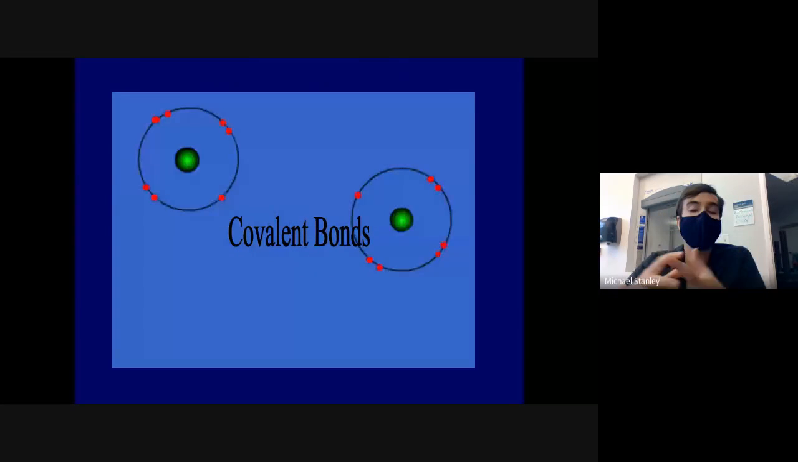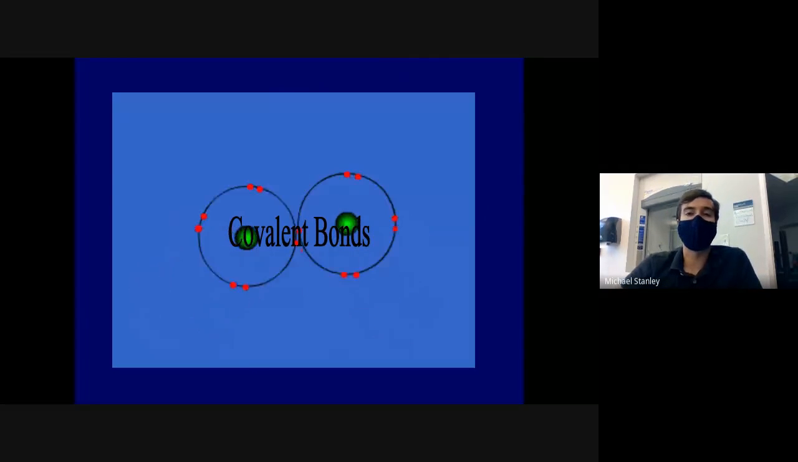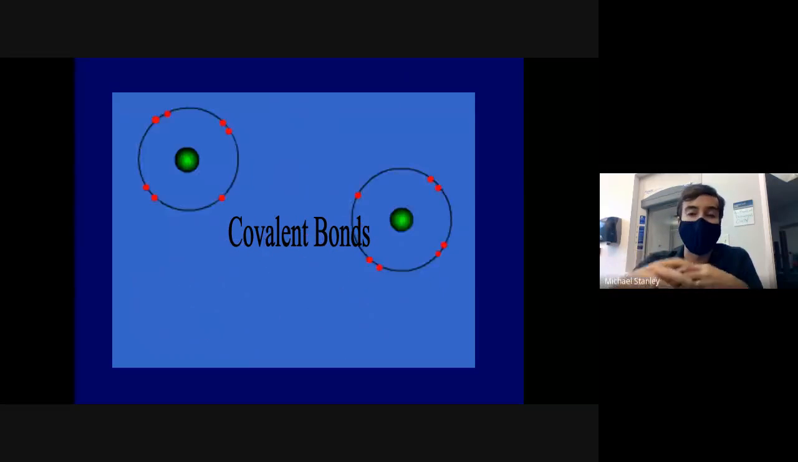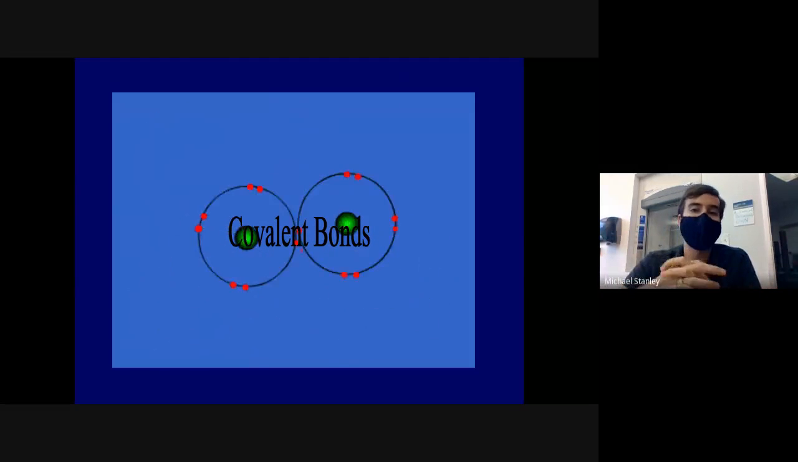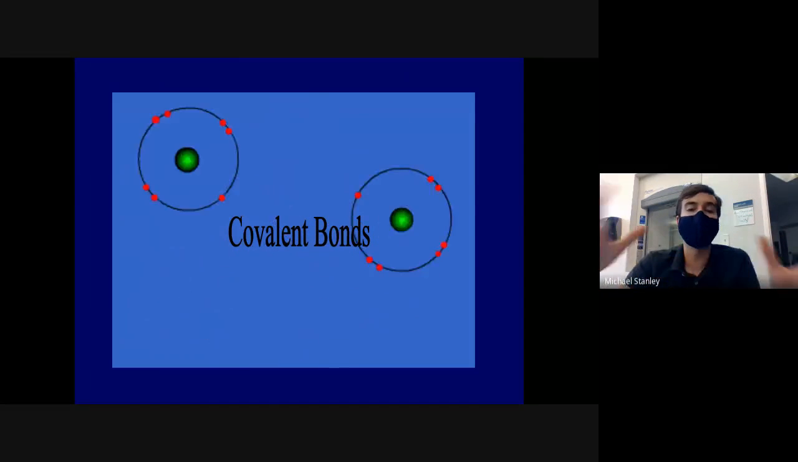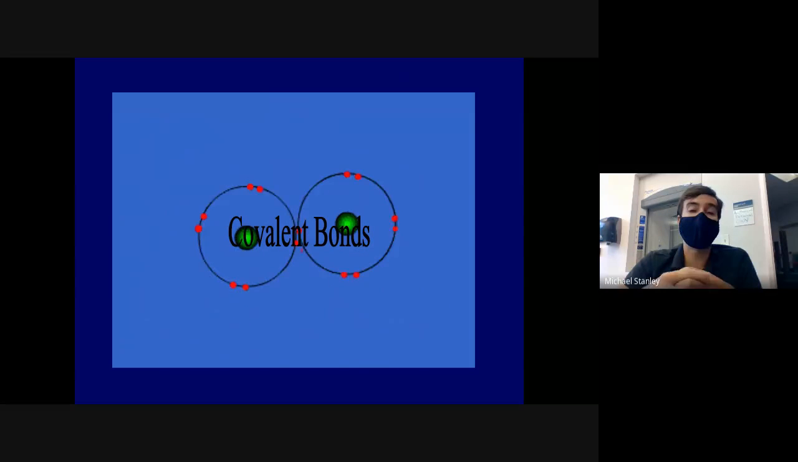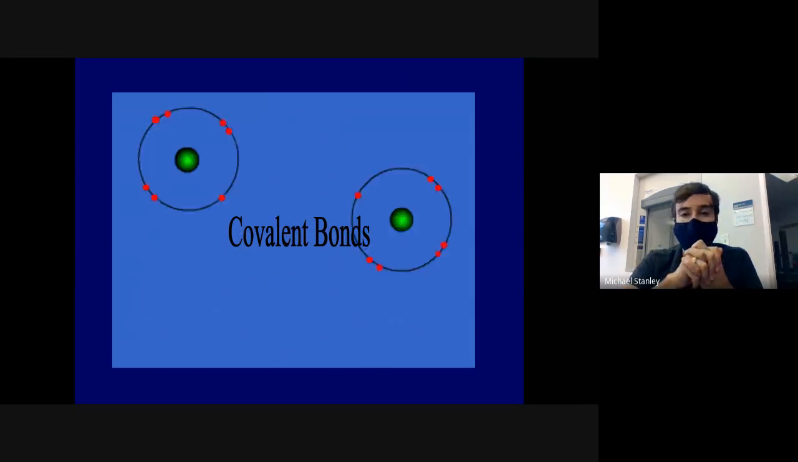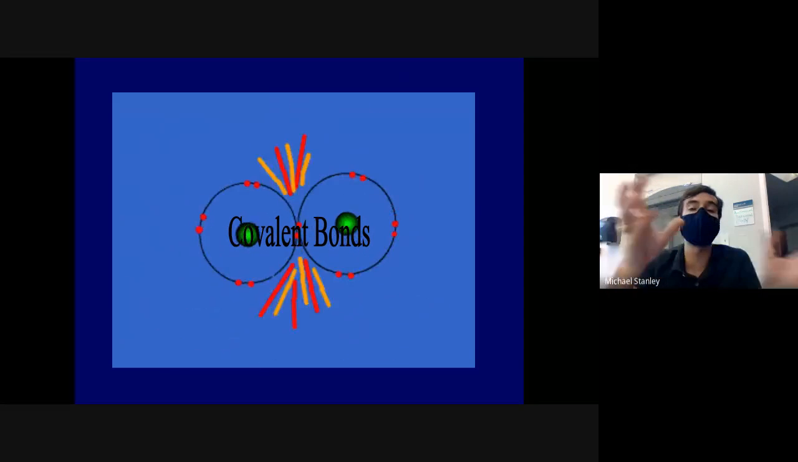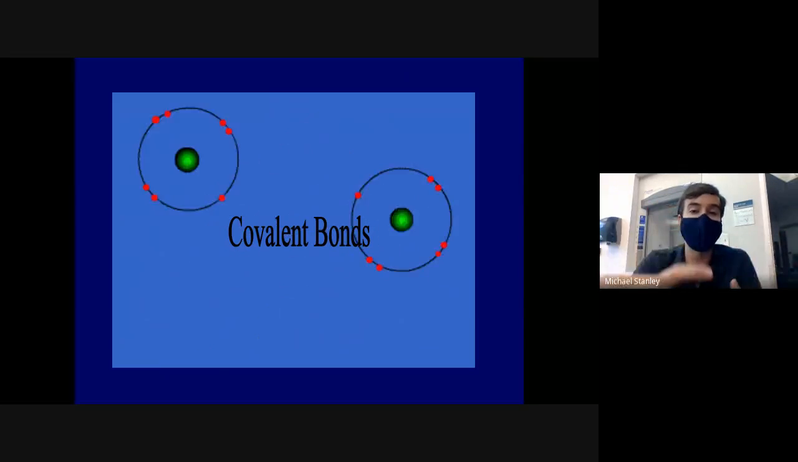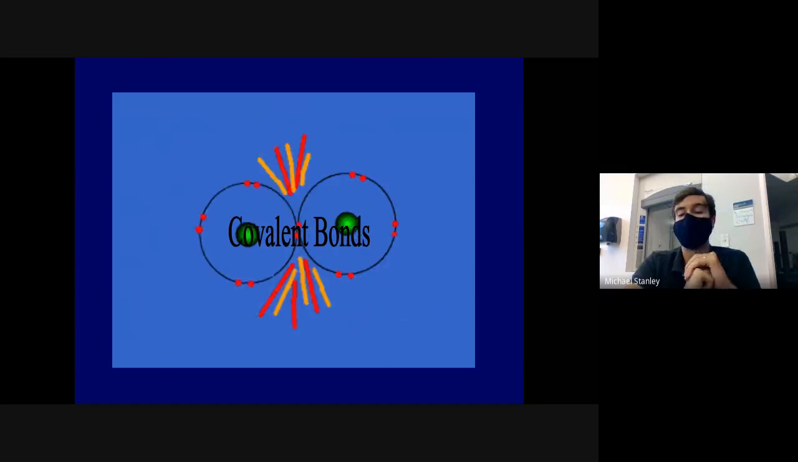So this one is a little bit more simple than ionic bonds. We don't have the give and take. We don't have the positive and negative thing that's going on. It's just multiple atoms that come together and share their outer shell electrons so that both atoms can feel like they have that full valence shell.